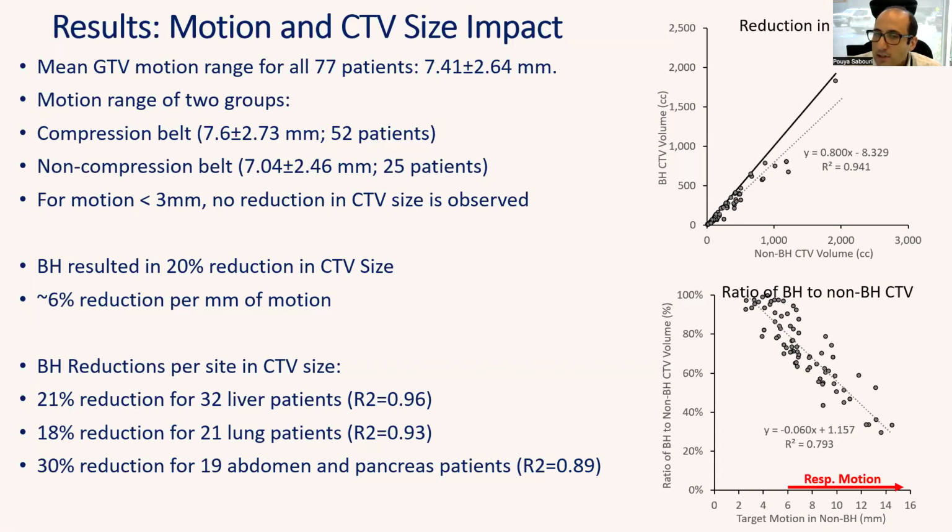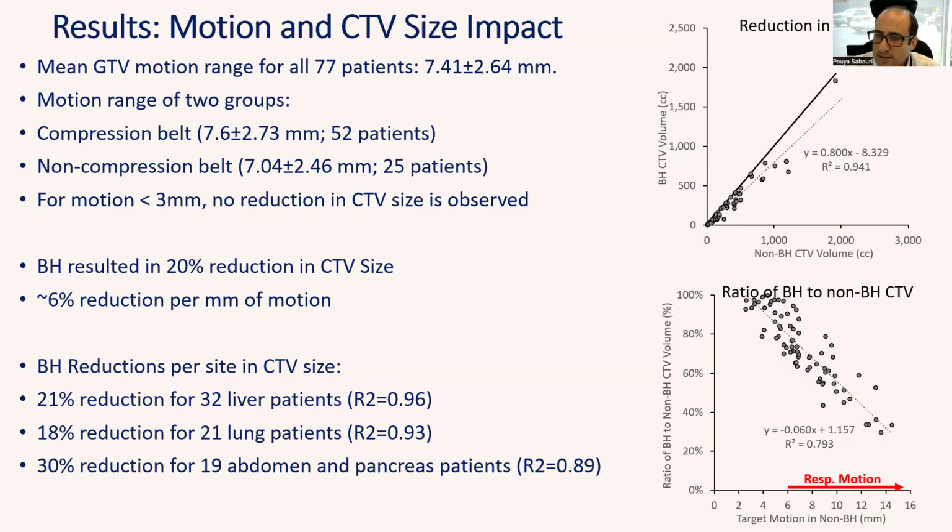If you look at the figure on the top right, we see a strong linear correlation between breath hold and non-breath hold CTV volumes, with breath hold plans generally being smaller. In the lower plot, you see the relationship between the CTV ratio versus motion. And again, you can see that the higher the motion, the greater the reduction in CTV when using breath hold.